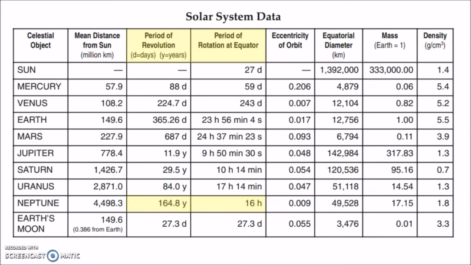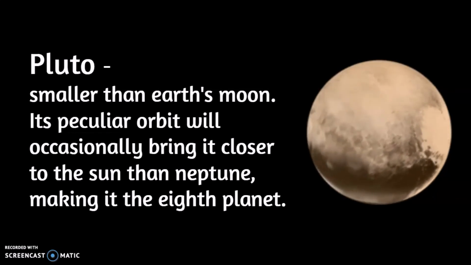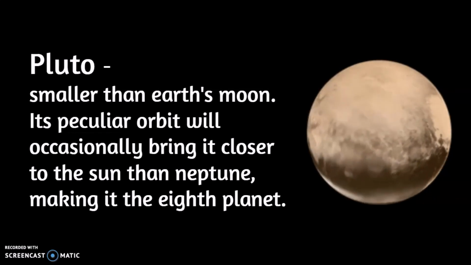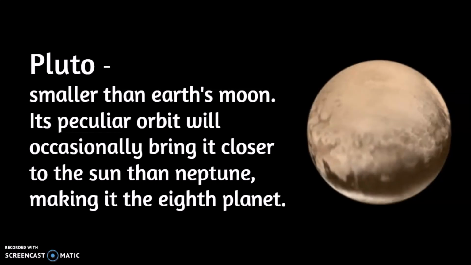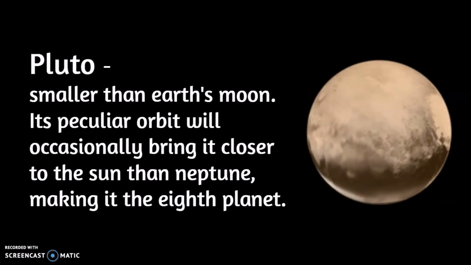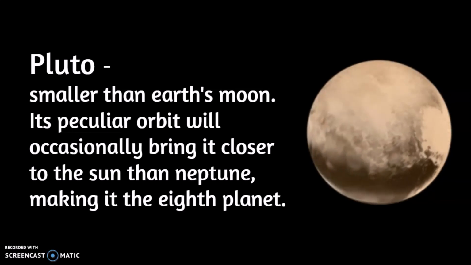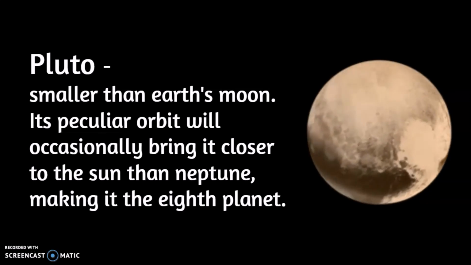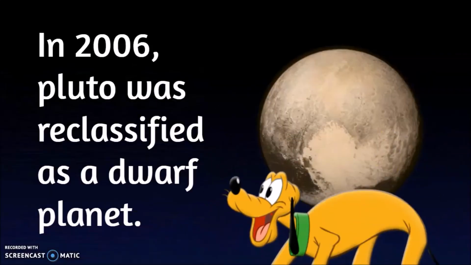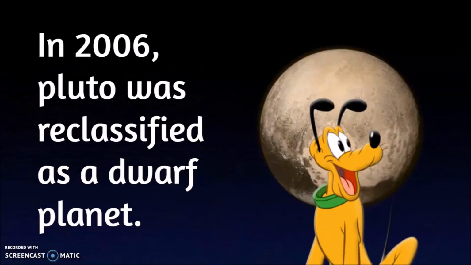You may be thinking that there's a planet missing from this list. Pluto. Pluto is smaller than Earth's moon. However, the reason why it was considered a planet is that its peculiar orbit will occasionally bring it closer to the Sun than Neptune, making it the 8th planet in the list. However, in 2006, Pluto was reclassified as a dwarf planet.